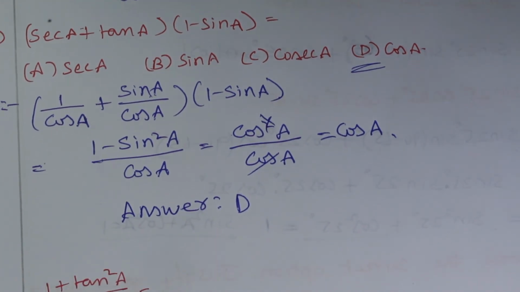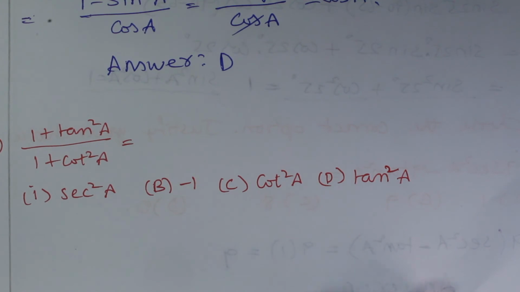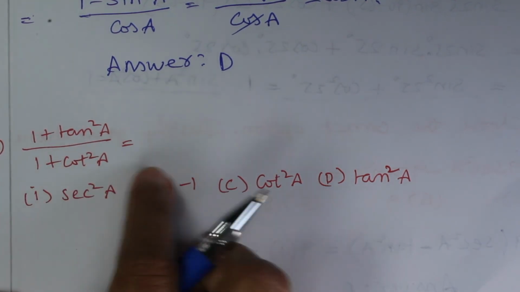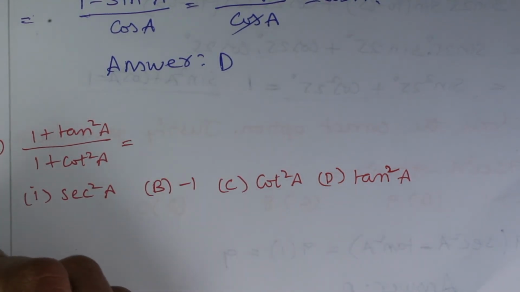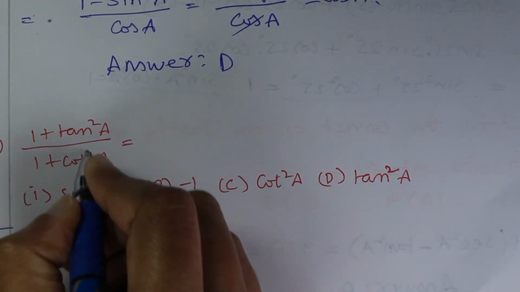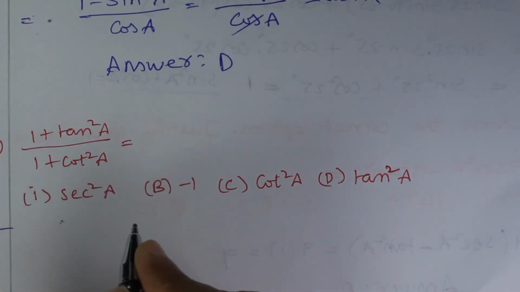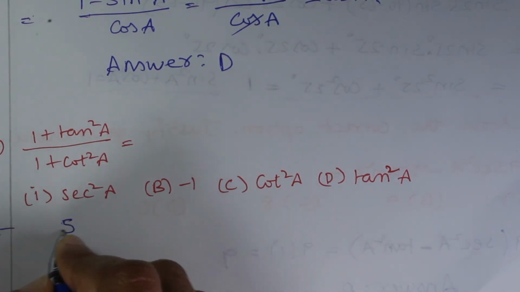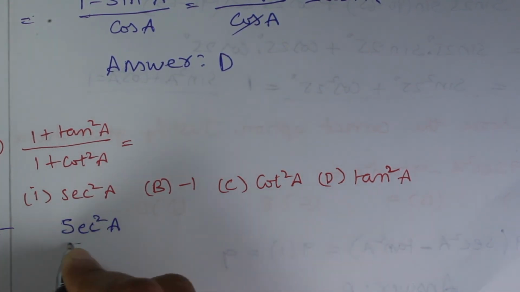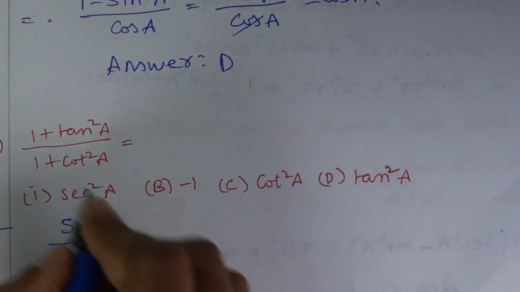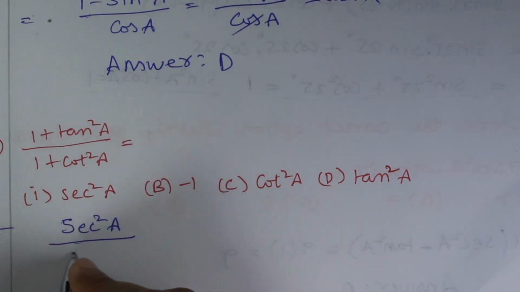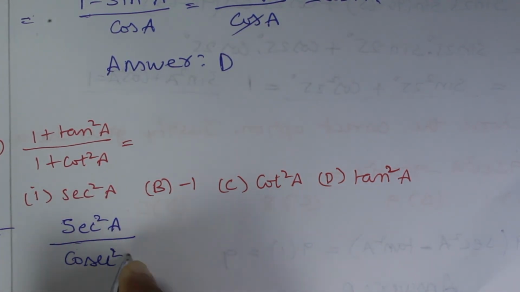Now let's move to the last part of this question. 1 plus tan square A divided by 1 plus cot square A is equal to. So 1 plus tan square A can be written as secant square A. We know that secant square A is equal to 1 plus tan square A. So 1 plus tan square A becomes secant square A divided by 1 plus cot square A becomes cosecant square A. This is another identity.